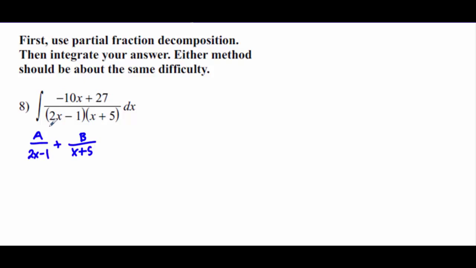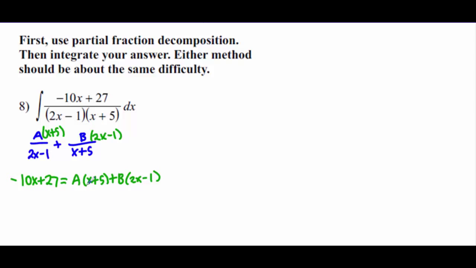And we're going to get our common denominator and then set all our numerators equal, drop the denominators. So negative 10x plus 27 equals a times x plus 5 plus b times 2x minus 1. You can solve this either way, and they're about the same length and difficulty. If you distribute, you're going to have a system of 2 variables.